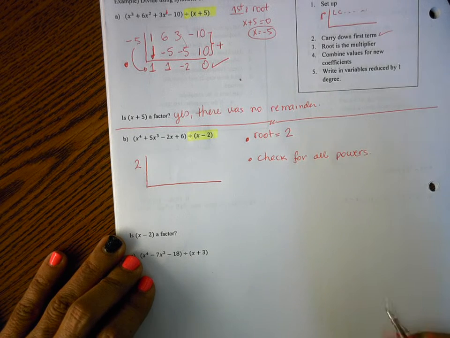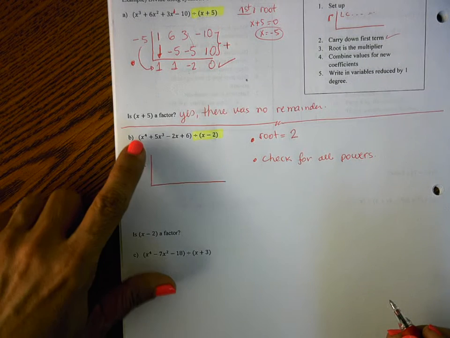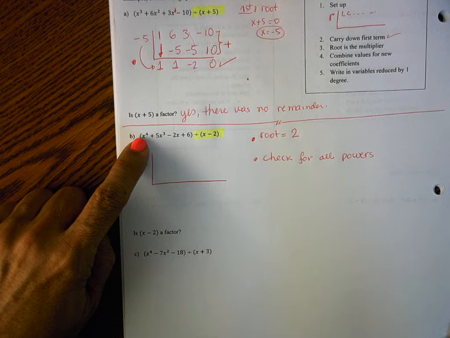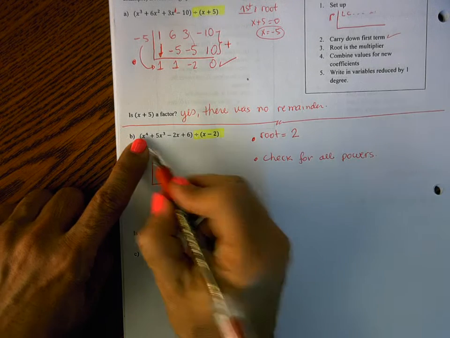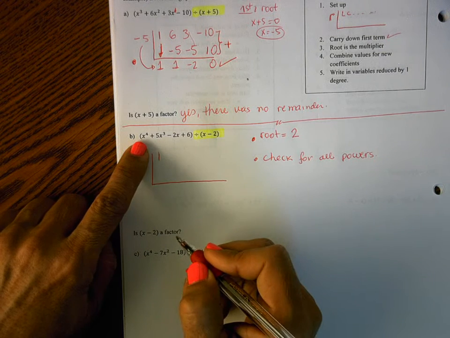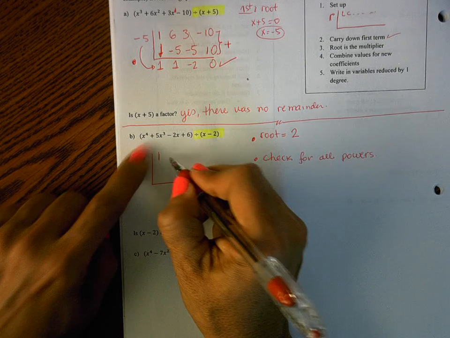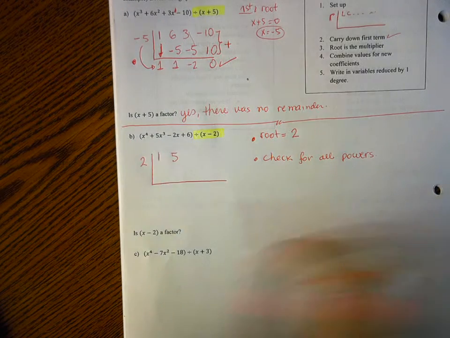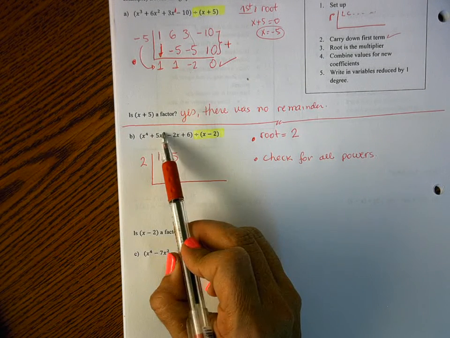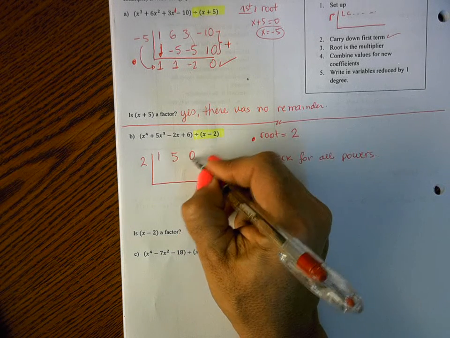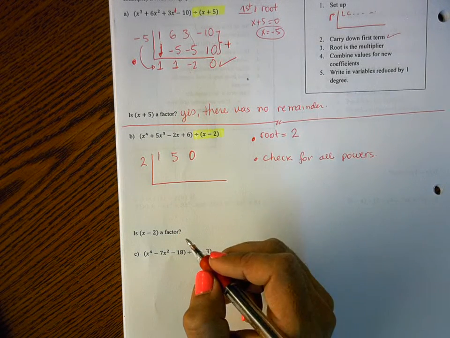Then, after I do that, the next thing is check for all powers. All powers must exist. So I start with a 4. If you start with a 4, then you better have 3, 2, 1, and a constant. Okay? So the leading coefficient of an x to the 4th is 1. The leading coefficient of an x cubed is a 5. But where did the x squared go? There is no x squared. So we're going to put a placeholder for a 0, because there is no power of 2.